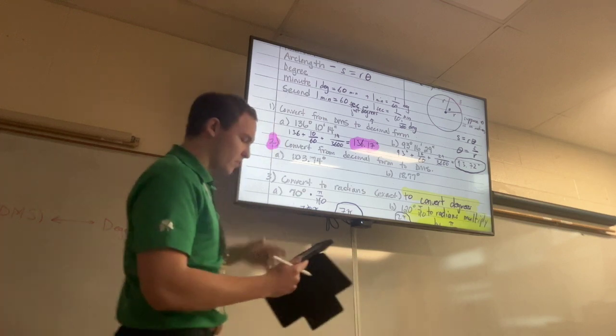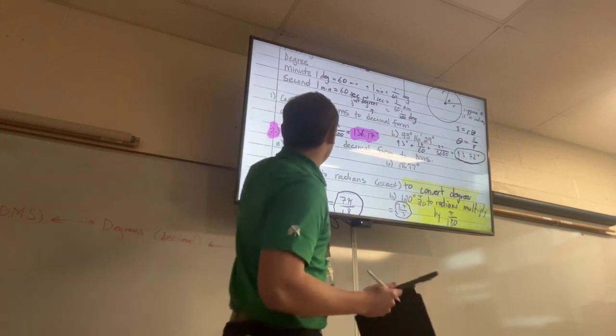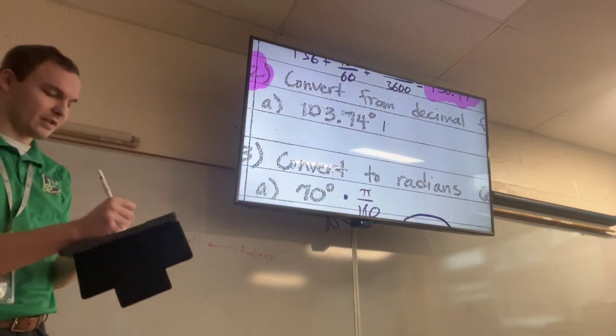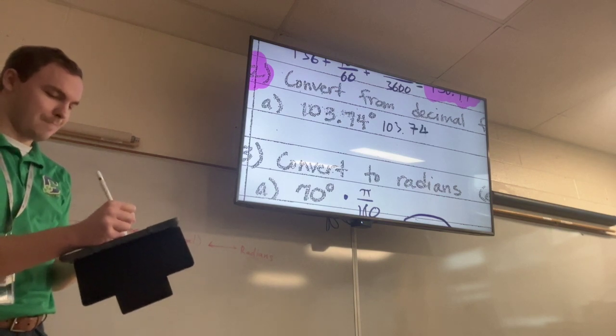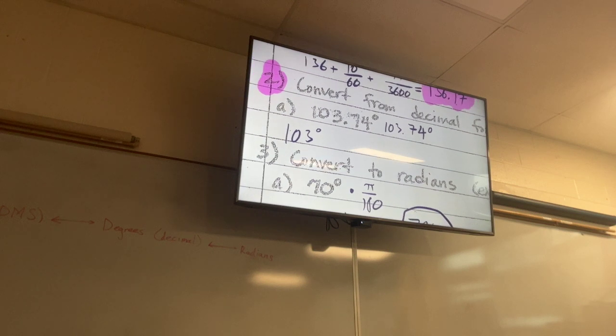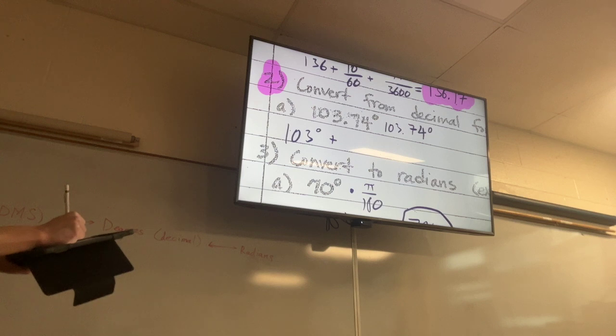I'm looking at heading 2 on these 4.1 notes: convert from decimal form to degrees, minutes, seconds. The number is 103.74. Here's how we convert. We have 103.74 degrees, so the degree reading is going to be 103 degrees. To figure out how many minutes are in 0.74 degrees, we multiply 0.74 by 60.